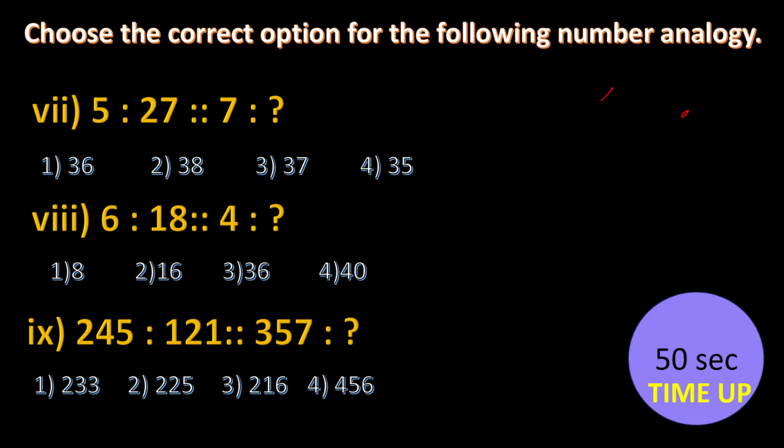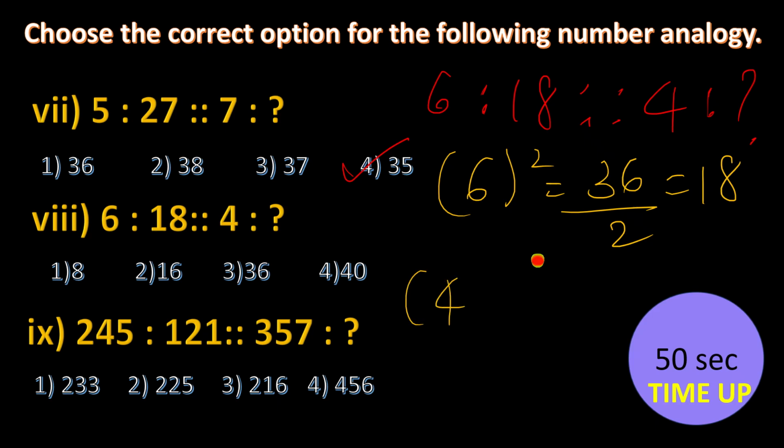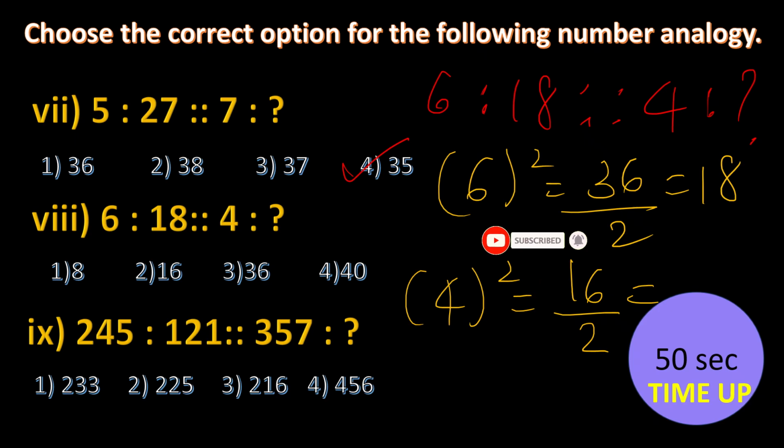Okay, next one is the same one. 35 is the option here. Next, 6 is to 18. Then you have 4 is to what? So 6 square you will do, which will give you 36. Divide by 2 is 18. Then 4 square is 16. Divide by 2, which will give you 8 as the answer. So 8 is the correct option.